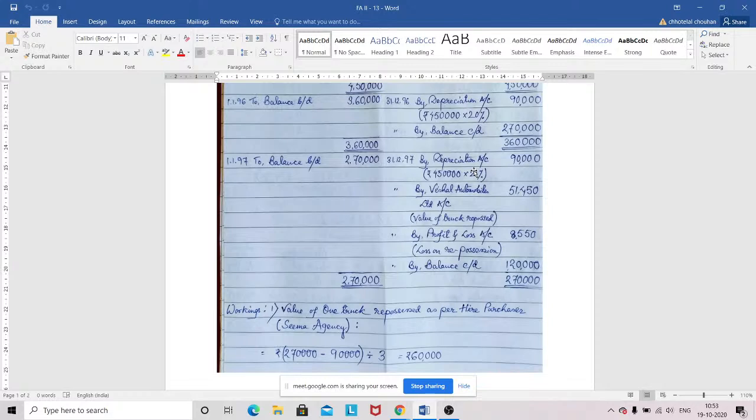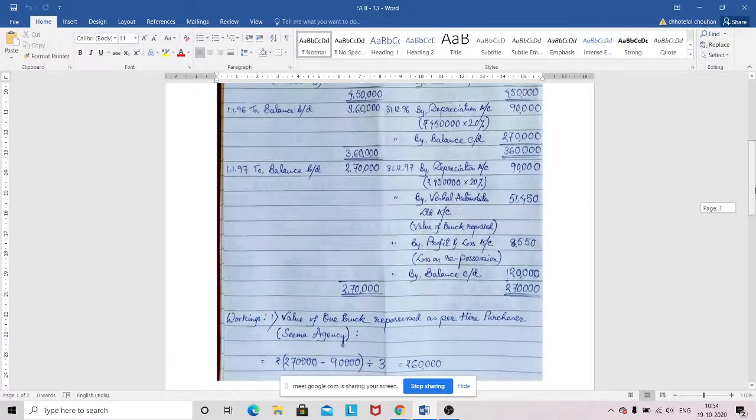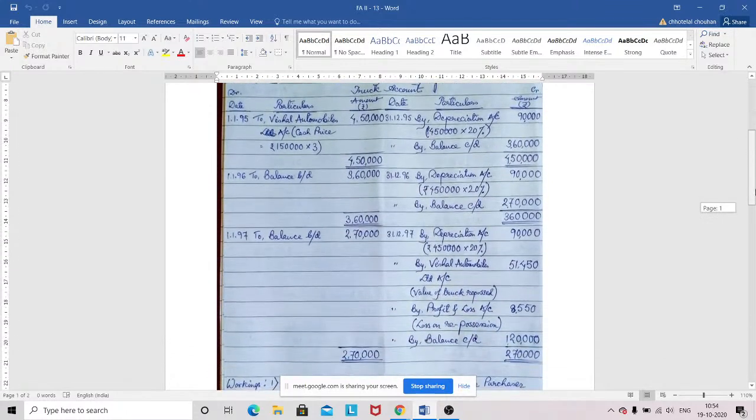Okay, so we need to calculate what is the difference in the value. Again I am repeating, how will the two values be calculated? First you calculate the value of the asset repossessed on the basis of the hire purchaser, and another one is on the basis of the hire vendor, then the difference. So the first working, value of one truck repossessed as per hire purchaser, in bracket write down Seema Agency. I have written it in bracket because this is the hire purchaser, so I mentioned the hire purchaser's name. Now whenever you are considering the hire purchaser, come to that particular account, that is the truck account.